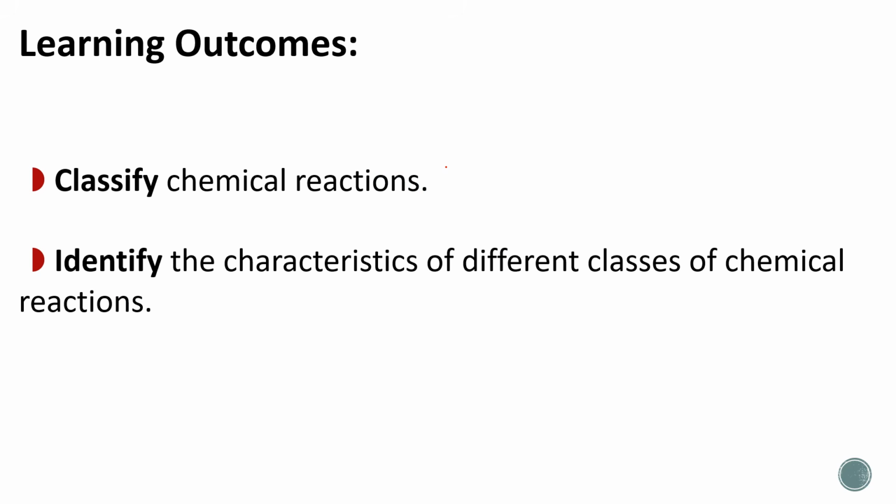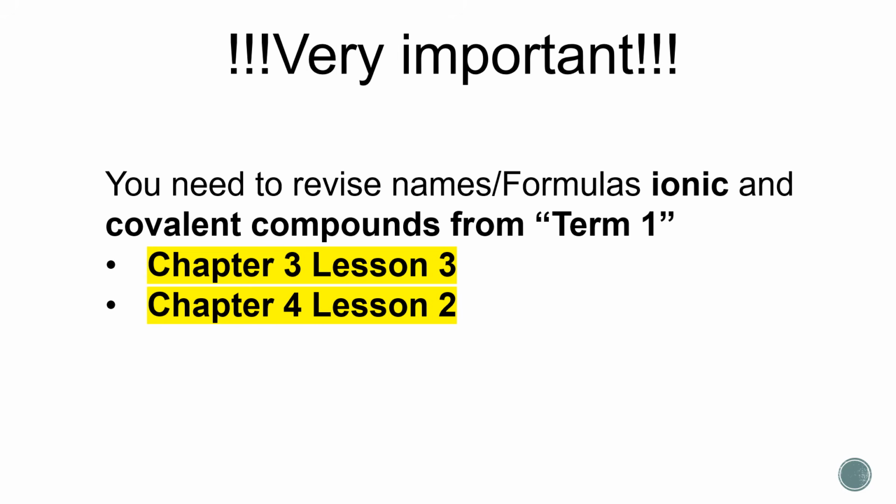So these are our learning objectives. We want to classify chemical reactions, and identify the characteristics of different classes of chemical reactions. This is very important. You need to revise the names and formulas of ionic and covalent compounds, guys. Okay? This formula from the previous term. You need to revise how to write the formula of an ionic compound and a covalent compound as well. If you forgot, this is chapter 3, lesson 3 from term 1, chapter 4, lesson 2.